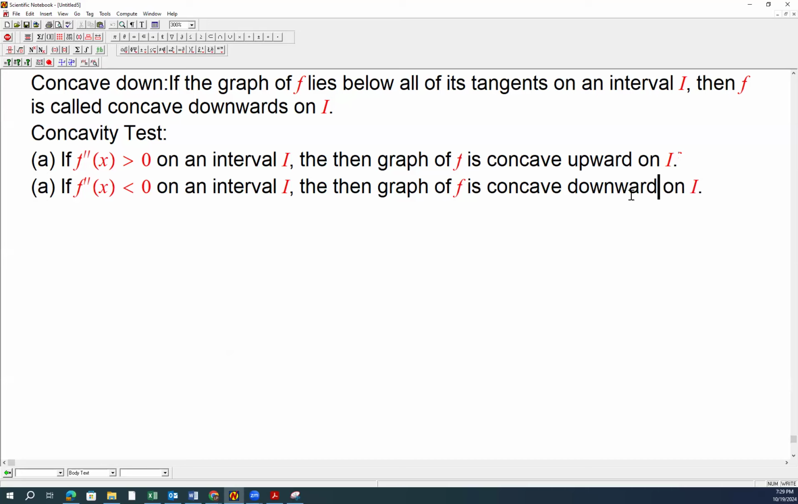Then you say, what if it equals 0? Right? What if the second order derivative equals 0? For second order derivative, positive is concave upward, negative is concave downward. Then how about when the second order derivative equals 0? That's a good question. We're going to answer that question, okay? Before we answer that question, we're going to introduce something called inflection point.